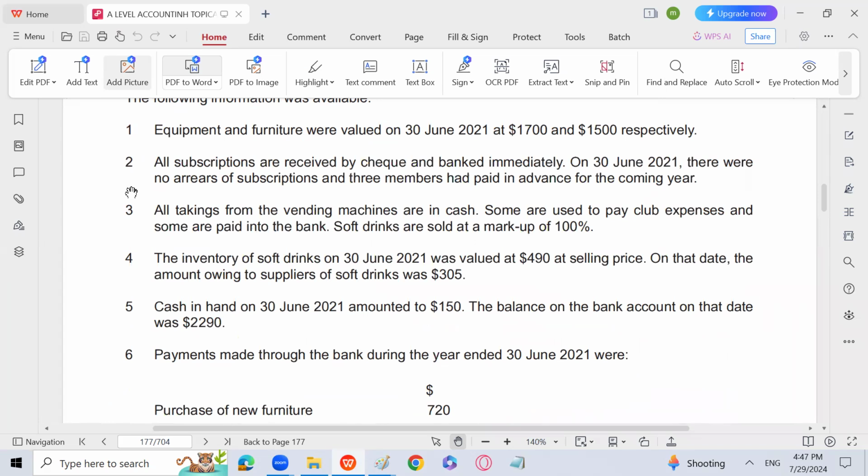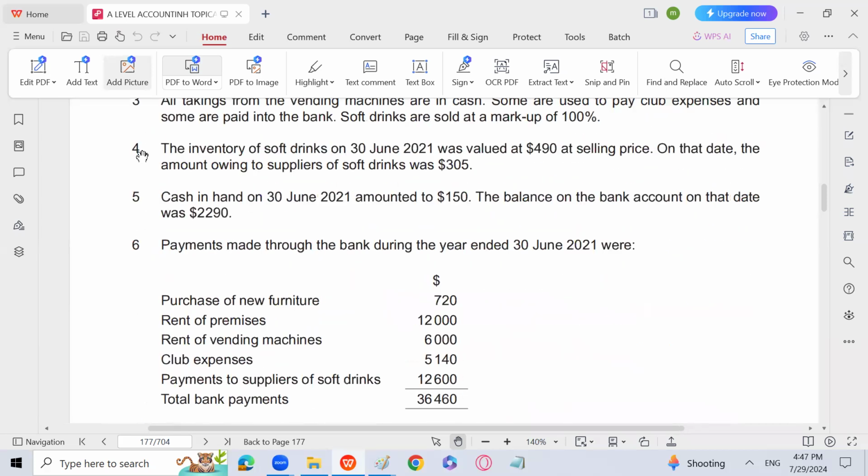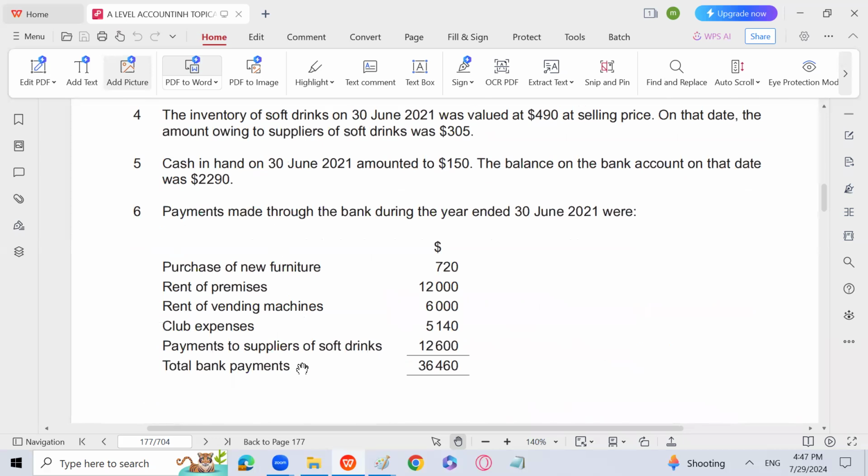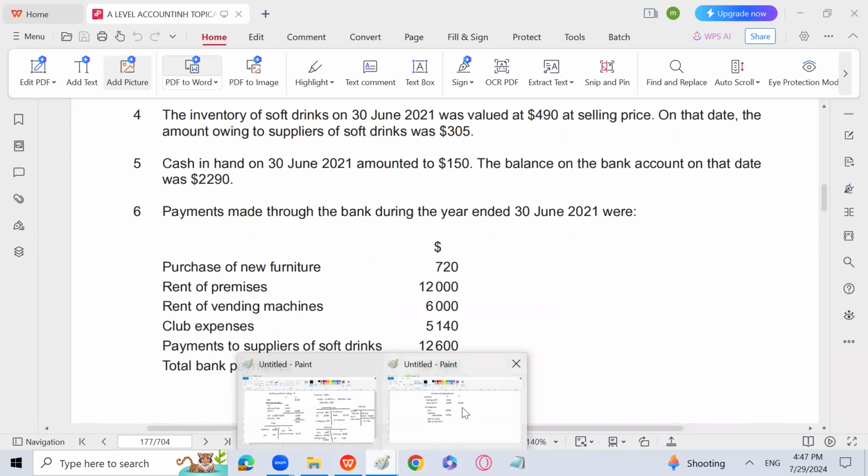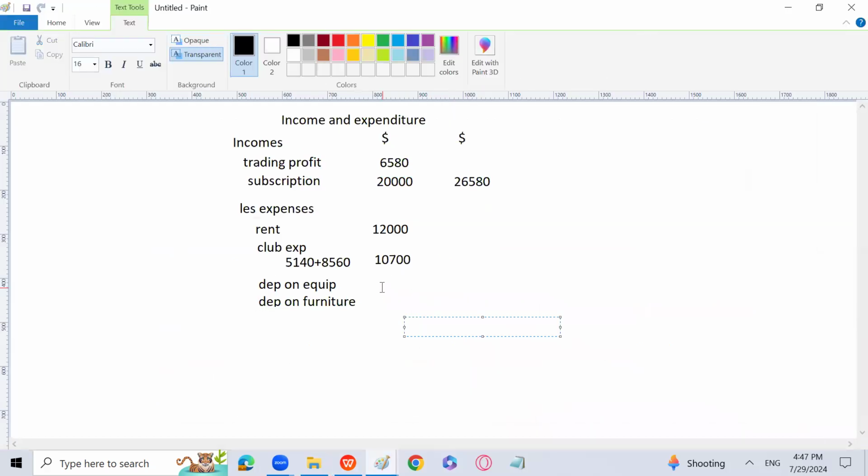Okay. There it is written over here. Some are used to pay club expenses and some are paid into the bank. He has already given. Okay. Cash in hand and purchase of new equipment is not there, right? So it means that we can calculate that is the depreciation. Depreciation on equipment is 400. That is the difference between opening and closing.